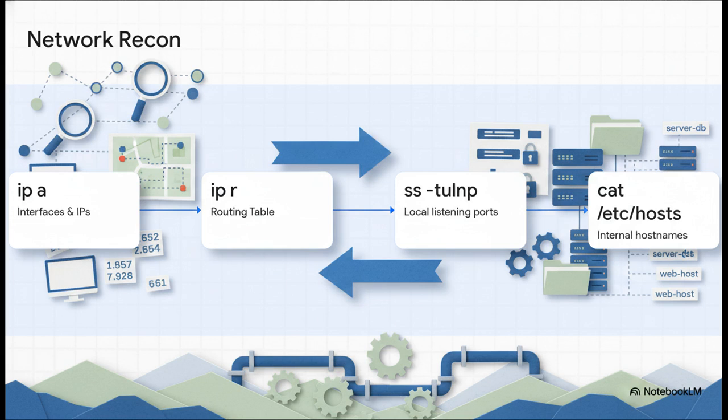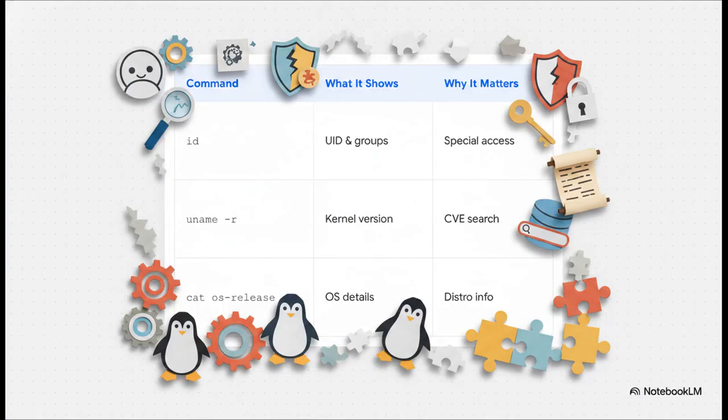Running ss -tulnp reveals all the local listening ports, giving us a crystal clear picture of exactly what processes are running under the hood. And finally, checking the internal host names in /etc/hosts. Just like that, lateral movement opportunities that were hiding in plain sight are suddenly laid out right in front of us. Now, knowing the network is great and all, but knowing ourselves on the system, even better.